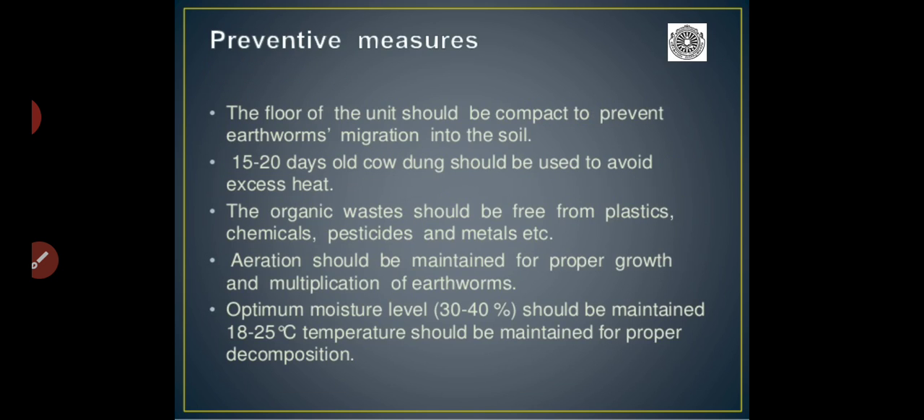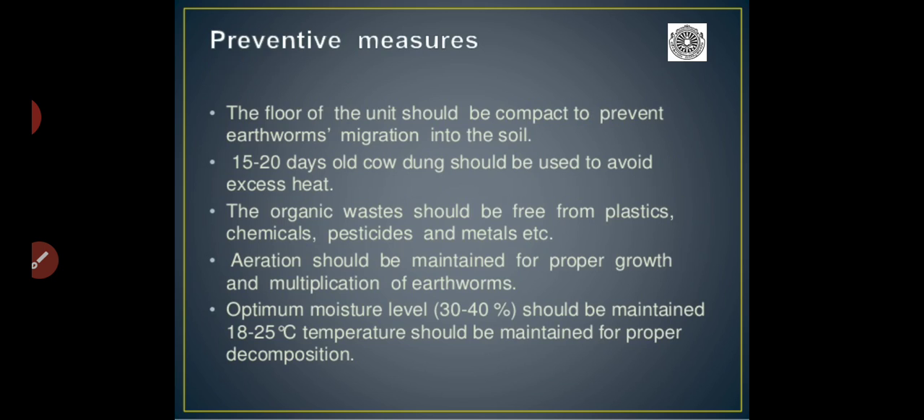Preventive measures. The floor of the unit should be compact to prevent earthworm migration into the soil. 15 to 20 days old cow dung should be used to avoid excess heat, because if we use fresh dung, that will produce a greater amount of heat in the bed. The organic waste should be free from plastics, chemicals, pesticides and metals, etc.